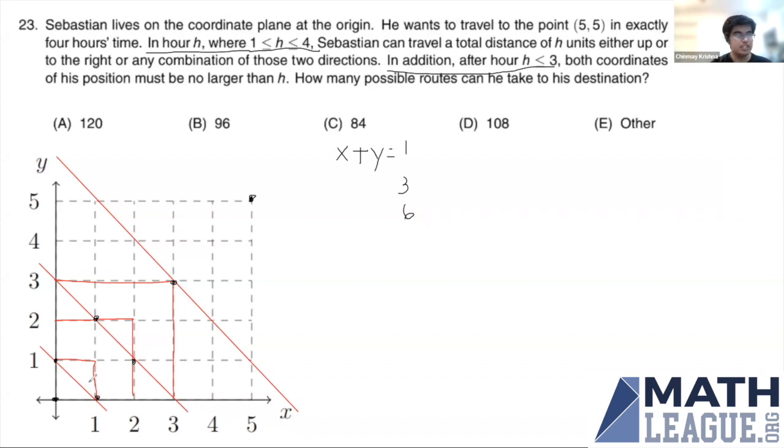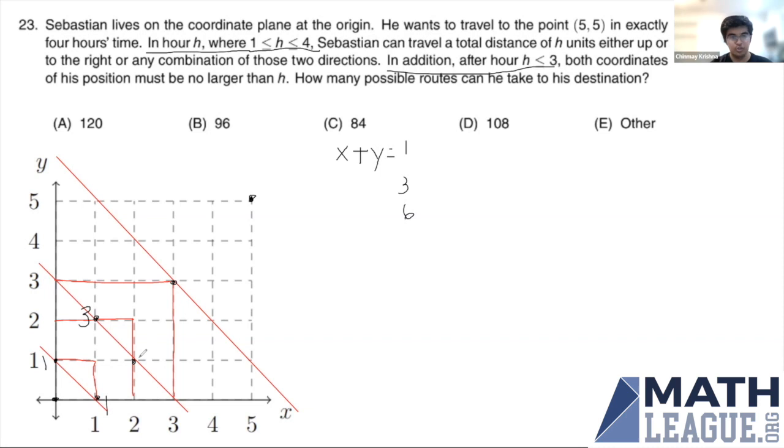So now we just need to count how many routes he can take to his destination. So from here, there's one way to get to 1, 0, which is just going right 1. And there's one way to get to 0, 1. And then to get to 1, 2, he can either go from here, there's one way to go there, and from here, there's 2 ways. He can either go right then up or up then right. So that'd be a total of 3 ways to get to that point.